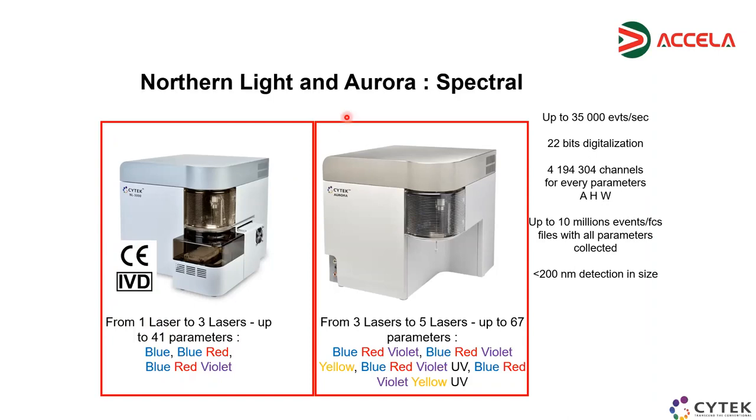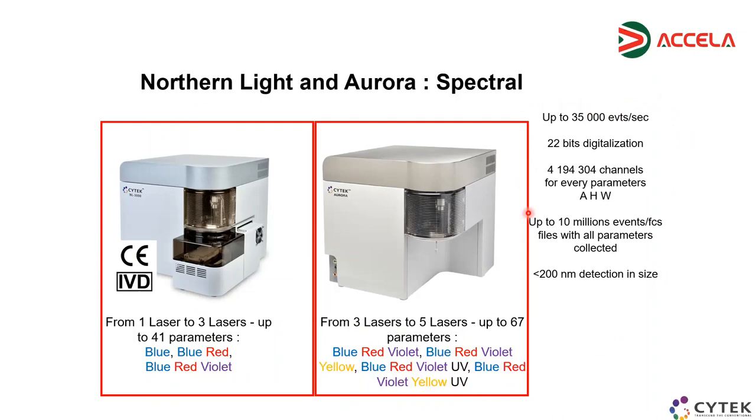And the bigger brother, the so-called Aurora, goes from three up to five lasers. It's a more research-oriented instrument, which can go up to 67 parameters because we have 64 fluorescent channels plus two side scatters and one forward scatter. Here you can see that the difference, of course, is in the number of lasers that you can have. Here you can have blue, red, violet, so a more classical configuration, while for more specific requirements we can also add the yellow and UV lasers.